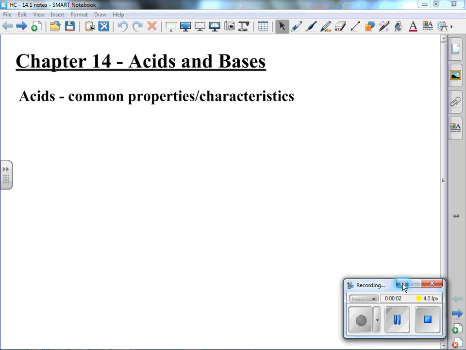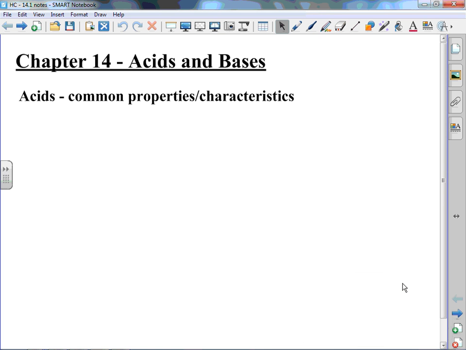In this chapter, we're going to talk about acids and bases. Acids and bases are in our everyday life, and a lot of times we don't even realize it. So these calculations and reactions and properties and characteristics we're going to talk about are extremely important. Like I said, they're in our everyday lives, and we don't always really realize it.